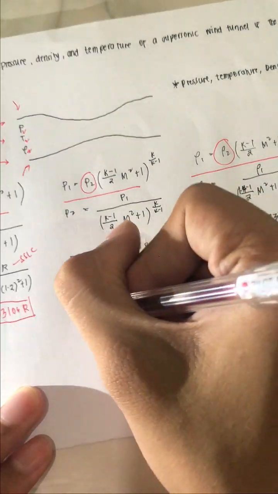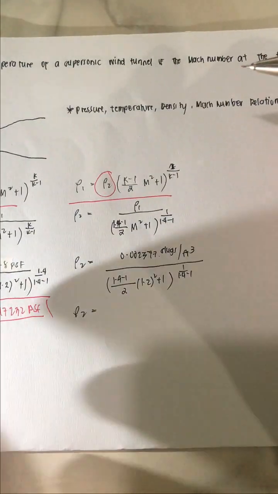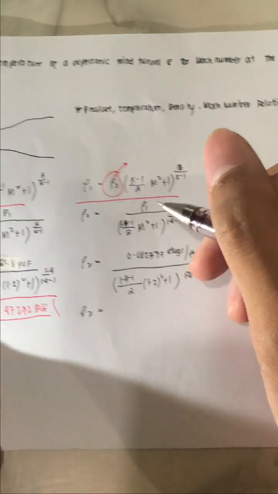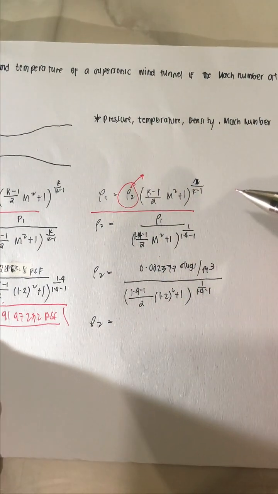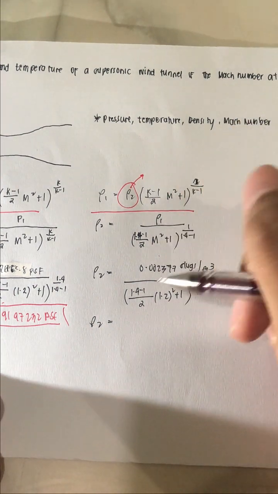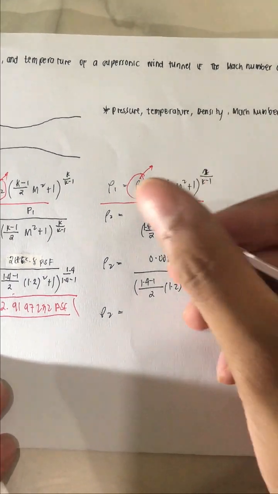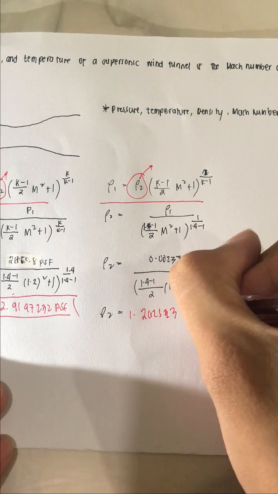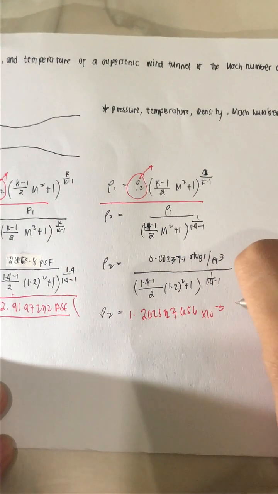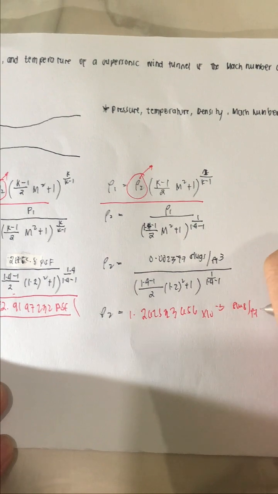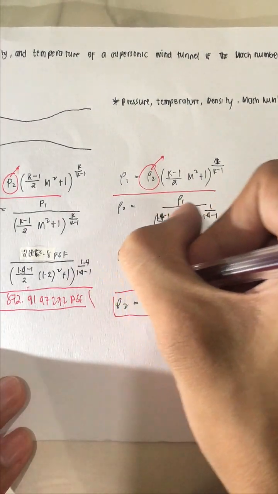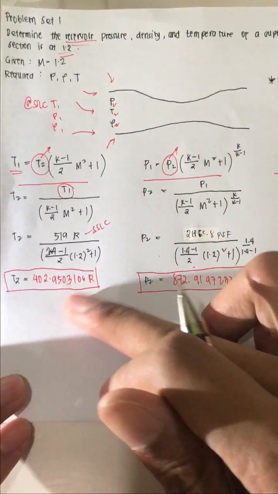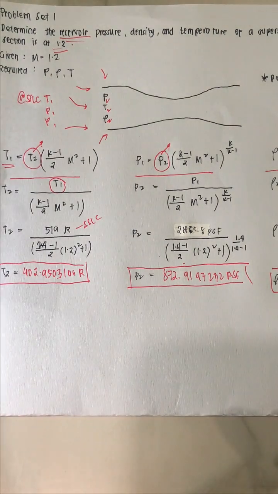And lastly, for our density, again, this is what we are looking for. So, divide both sides by the entire equation. Our density comes out as 1.262523656 times 10 raised to negative 3 slugs per cubic foot. So, those are the actual values of our temperature, pressure, and density in our reservoir.